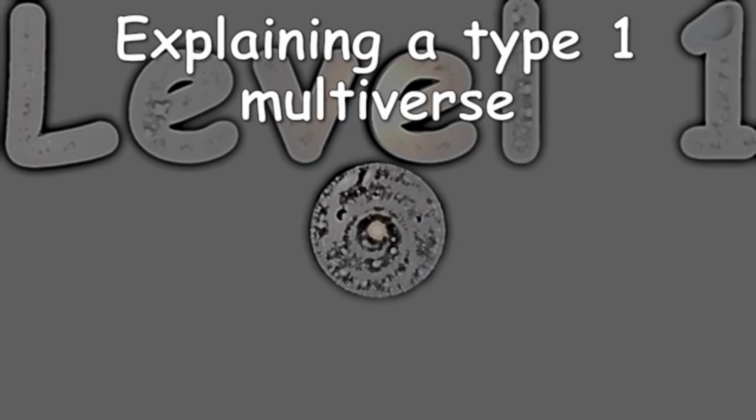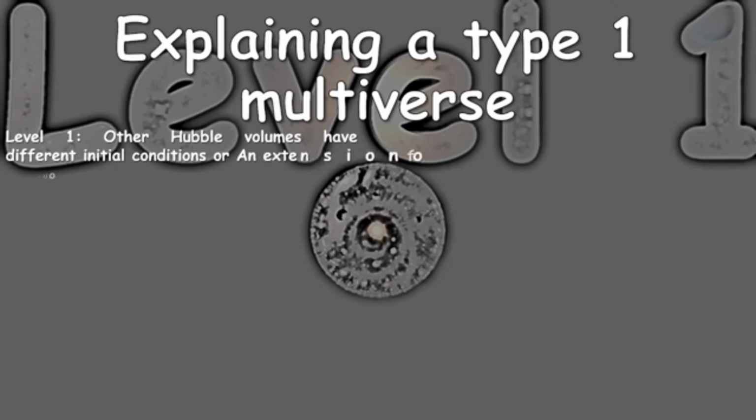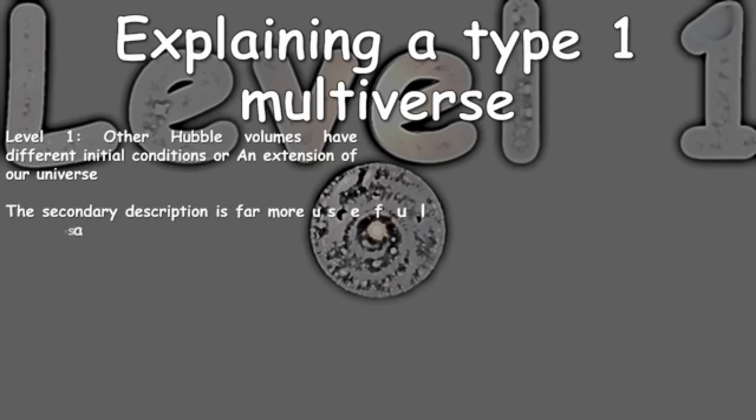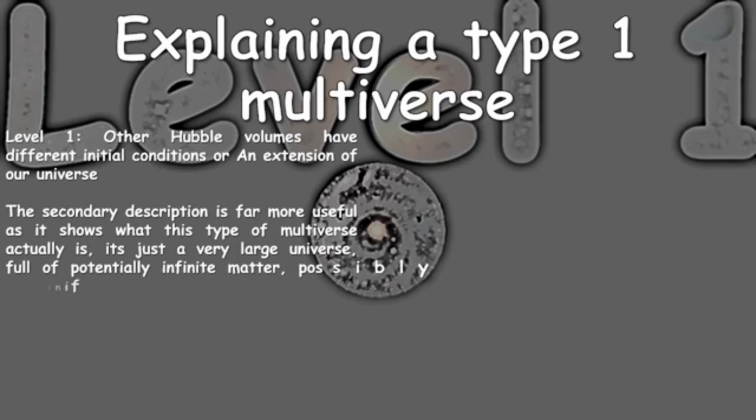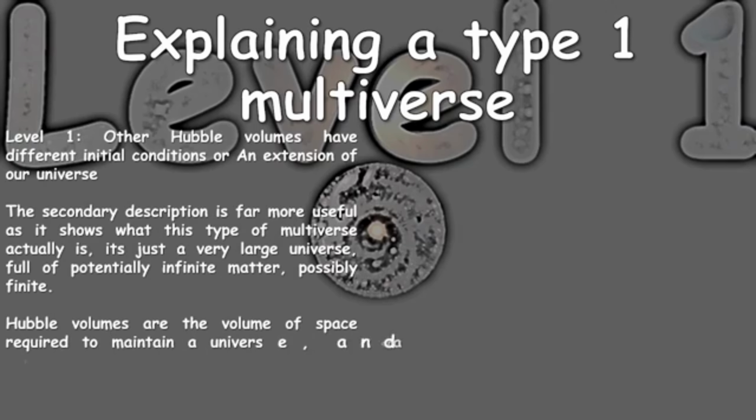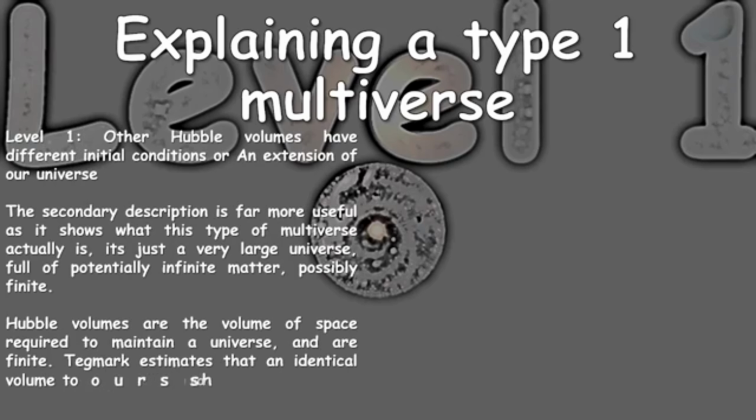First, let's explain what a Level 1 multiverse is. Level 1: other Hubble volumes have different initial conditions, or an extension of the universe. The secondary description is far more useful as it shows a Type 1 multiverse is just a very large universe with potentially infinite matter, possibly finite. Hubble volumes are the volume of space required to maintain a universe and are finite. Tegmark estimates that an identical volume to ours should be every 10 to the 10 to the 115 meters away from us.